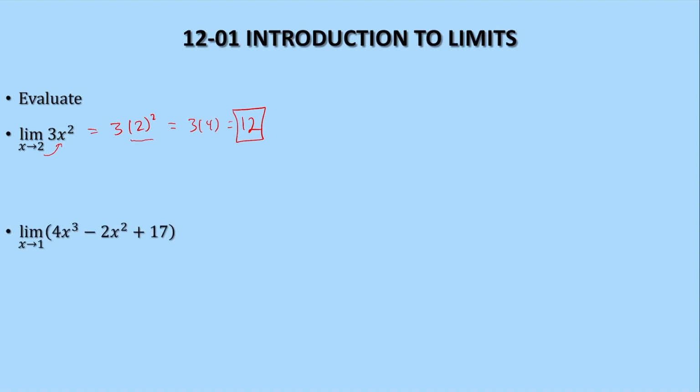How about this one? Well, we could try plugging in the 1. Everywhere where there is an x, put the 1. 1 cubed is 1. 1 squared is 1. 4 minus 2 is 2, plus 17 is 19.